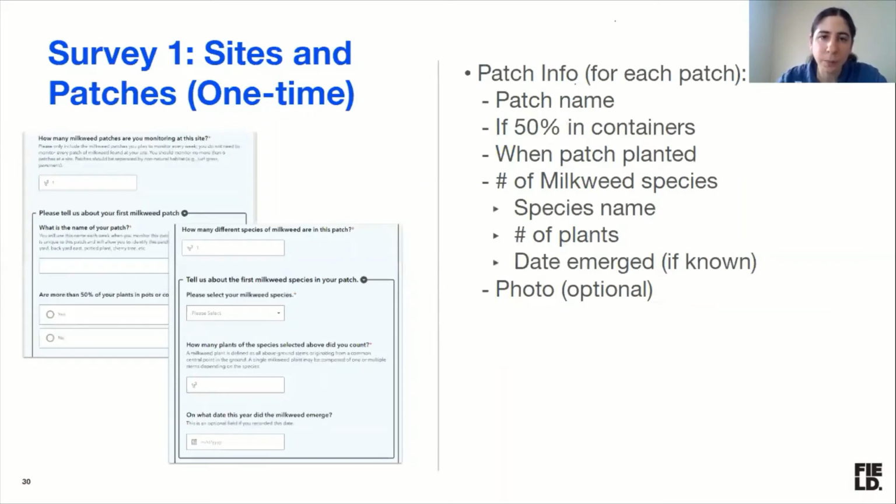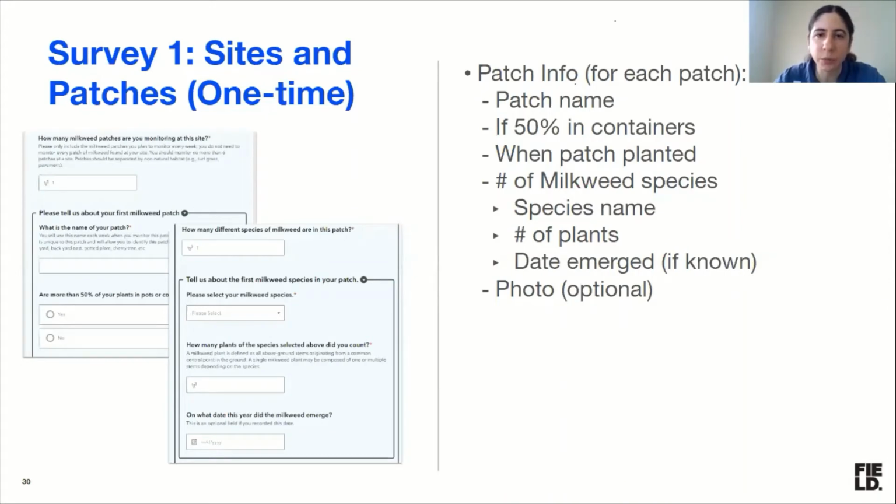For each of those patches, you're going to give each patch a unique name, and this will help you identify that patch in that email address, so you know which patch you're going to monitor. So rather than patch number 1, patch number 2, you may want to say front yard, backyard. Just be descriptive so you can know that. And don't use any special characters, but the survey will prompt you to make sure you don't. We also want to know if more than 50% are in containers.